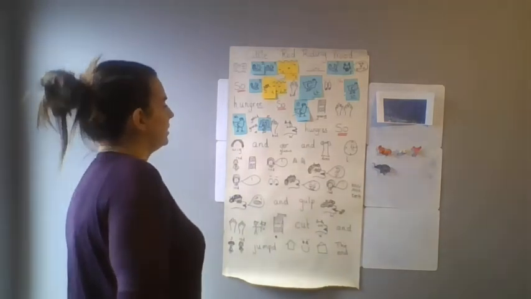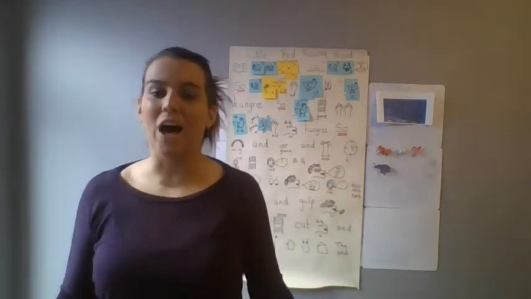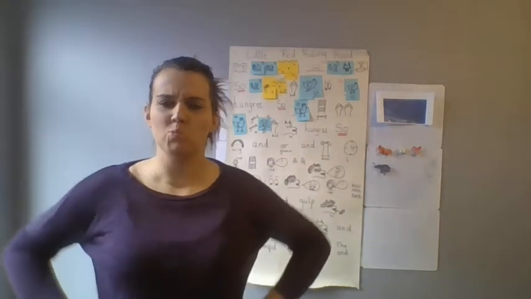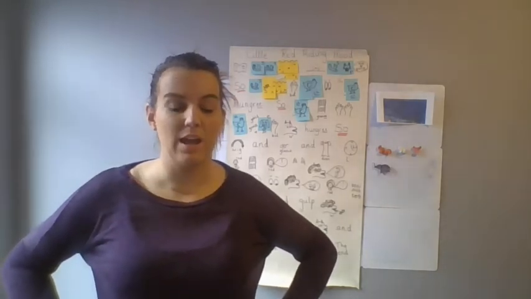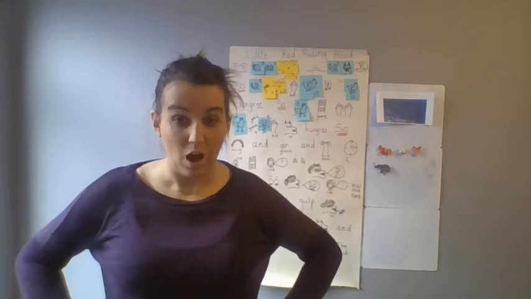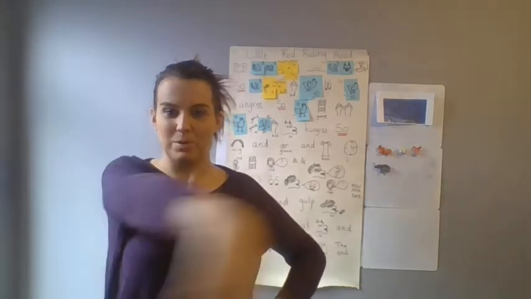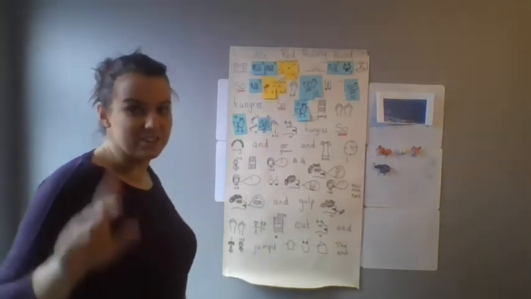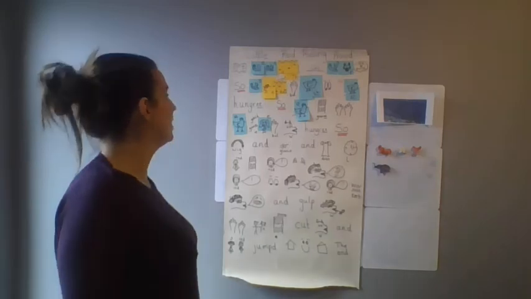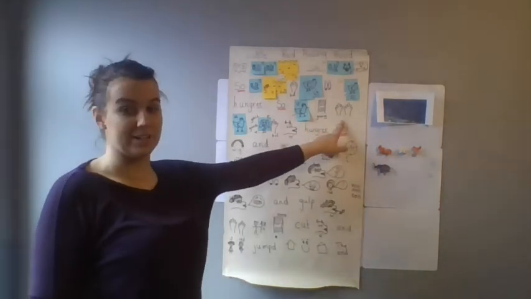Oh, we need an action for elephant. What action do you think we could do for elephant? Elephant. They've got long trunks. Shall we give it a long trunk? Do this. Make our arm a trunk. That sounds good. If you have a better idea, you do that at home. Okay, let's go from suddenly.